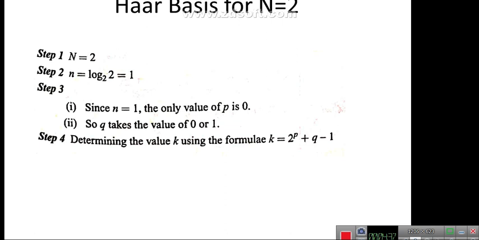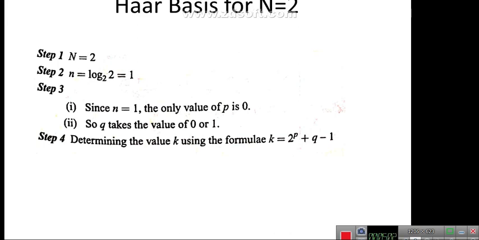So now one simple problem for Haar basis for n equal to 2. So n is equal to 2. So from this, small n equal to log base 2 of 2, which is equal to 1. Since small n equals 1, only the value of p is 0. q takes the value either 0 or 1. Okay. So if p is 0, q may be 0 or 1. So 0, 0 or 0, 1.